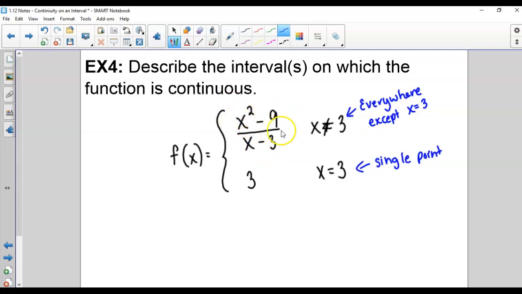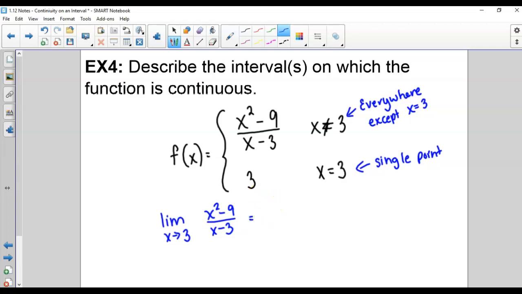So what we can do here to find whether or not this is continuous is, this is a rational function. It's going to be continuous everywhere except for at x equals 3 because of the 0 in the denominator. But if this discontinuity is a hole that is filled in by this point, then it would be continuous. So what we can do is take the limit as x approaches 3 of x squared minus 9 over x minus 3.